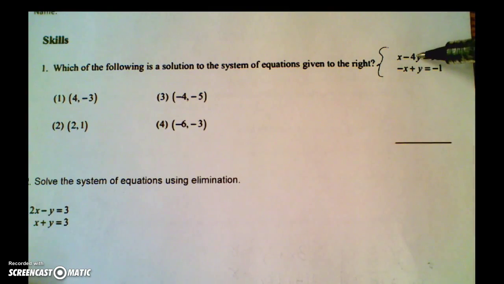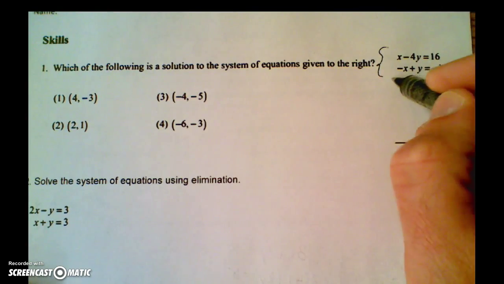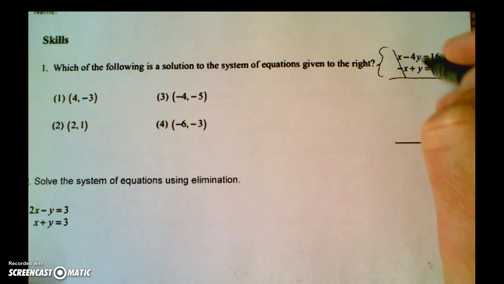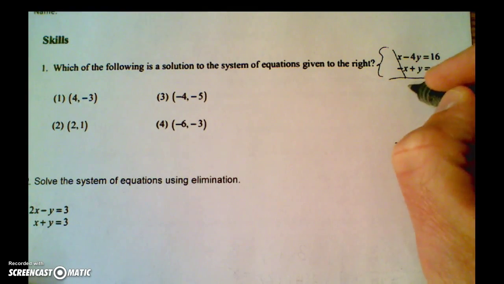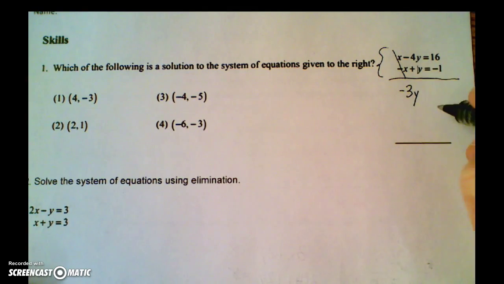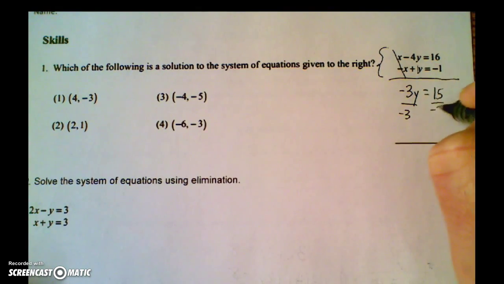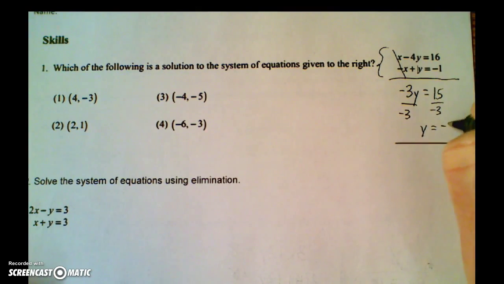So the y's, one has a -4, the other one has a +y. So these ones won't eliminate when I add them together. But the x's, one is positive, one is negative. So when I add them together, they're going to eliminate. So -4y plus 1y is -3y, and the y stays with it because these are like terms. 16 minus 1 is 15. And if I divide by -3, y equals -5.